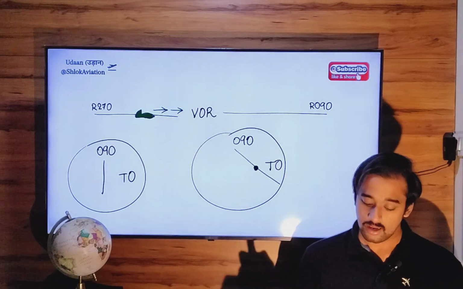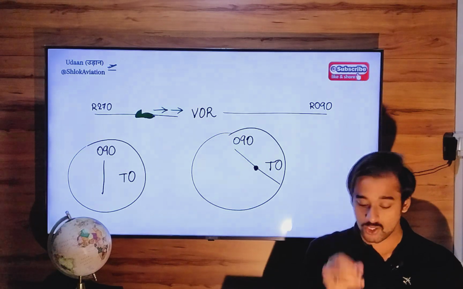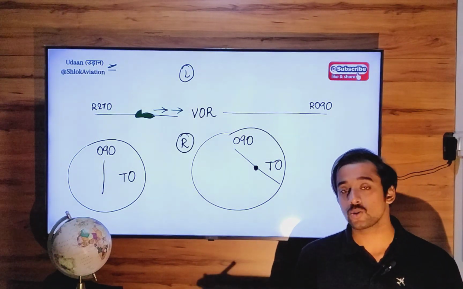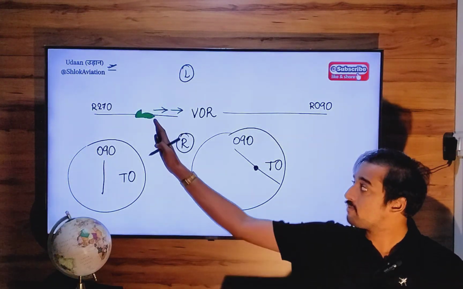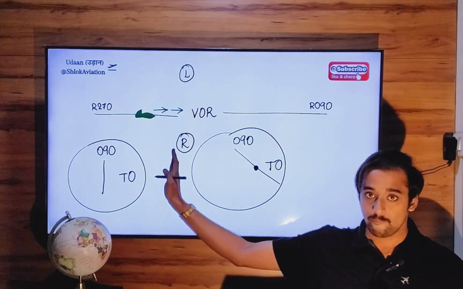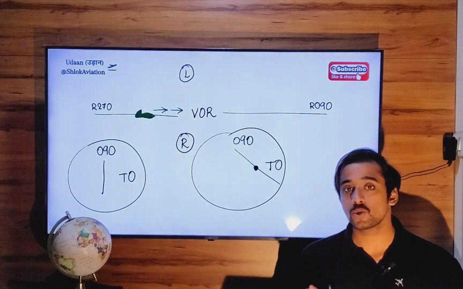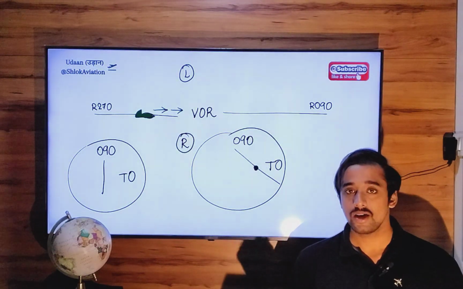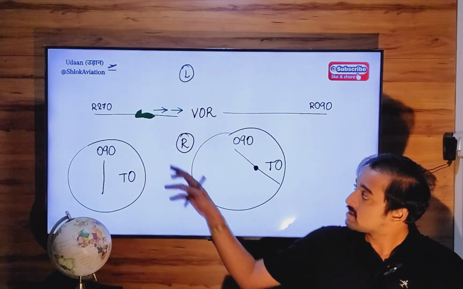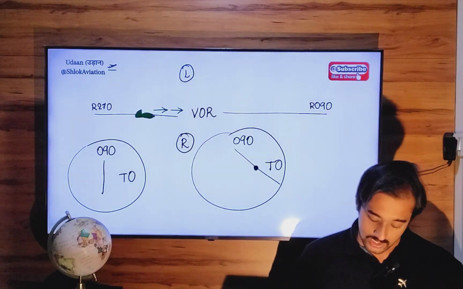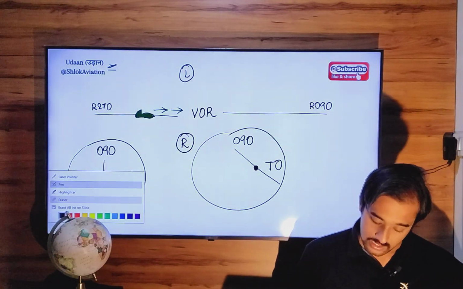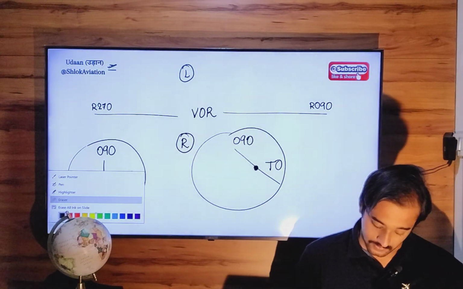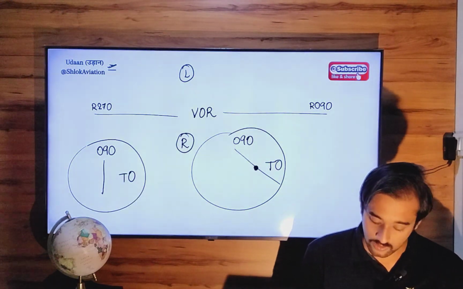Now, if the needle has moved to the right hand side, that means your aircraft is somewhere deviated to the left hand side. Going inbound, this is your left, this is your right. So that means aircraft has deviated to the left of the track, and therefore CDI needle is asking pilot to go to the right hand side. So aircraft, instead of being on the center line, it's somewhere to the left of it. That means somewhere over here.